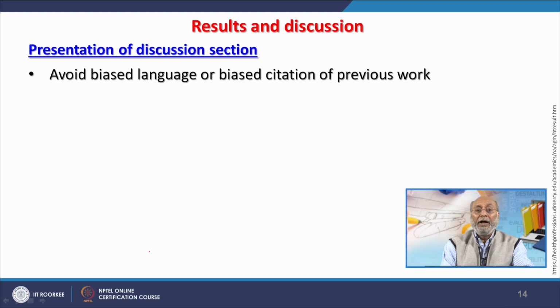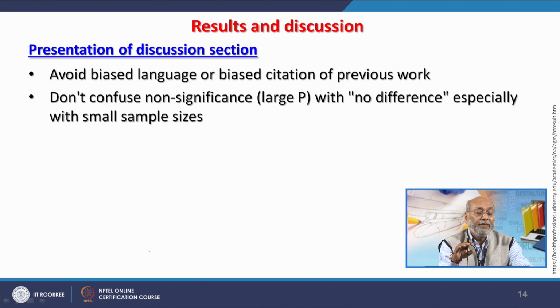Further, avoid biased language or biased citation of previous work. Biased here means the previous work might have been presented in a different way, and you are not honestly presenting that work, and you are trying to make a bias of that. That is not a good practice while preparing a write up. And again, do not confuse non-significance or no difference, especially with small sample sizes. When you have very limited data, then one should not confuse the audience or reader with no significance.